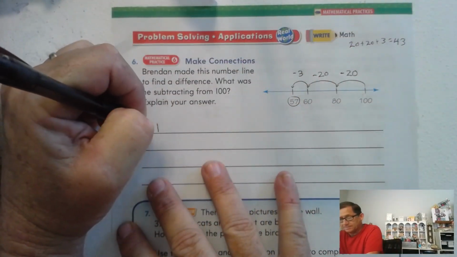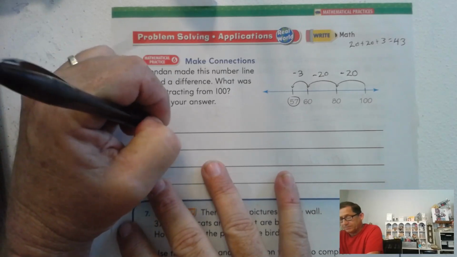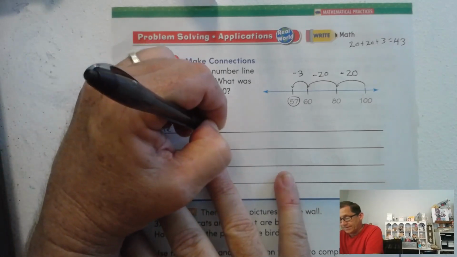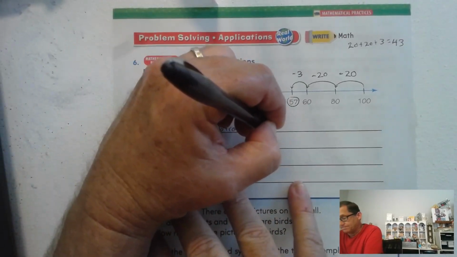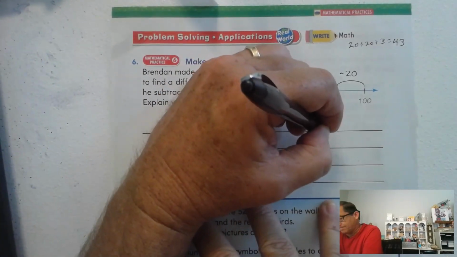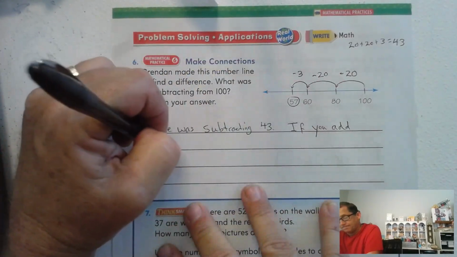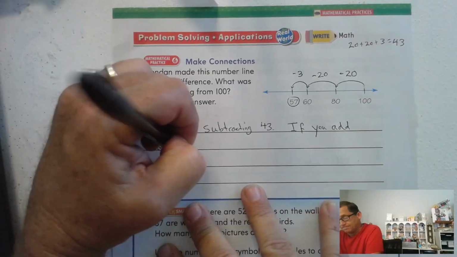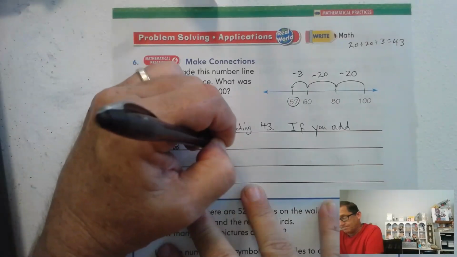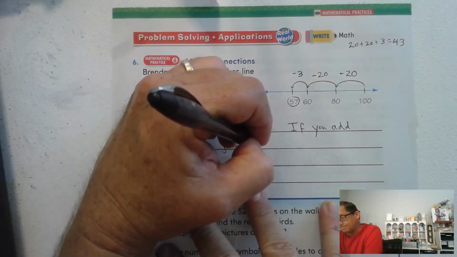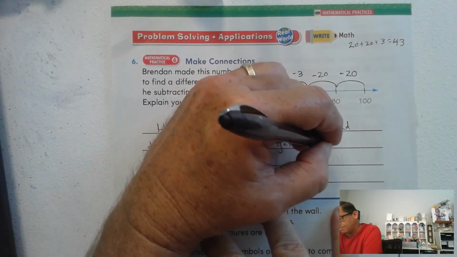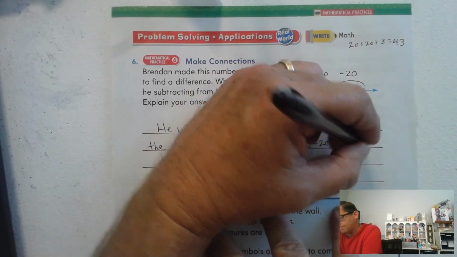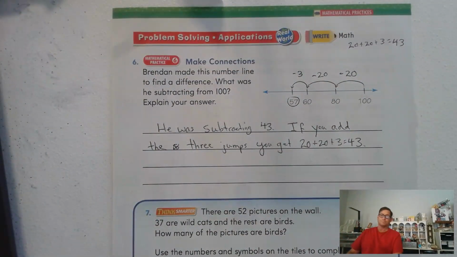100. What was he subtracting from 100? He was subtracting 43. So he took away 43. And number 7.